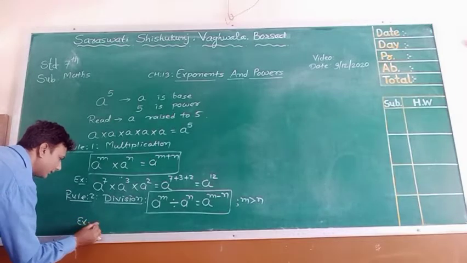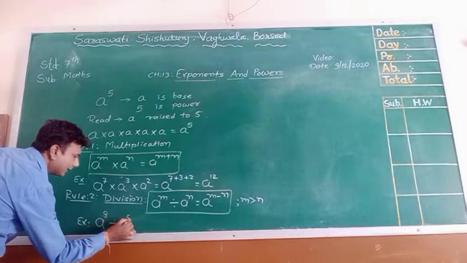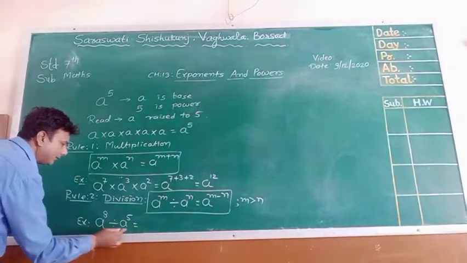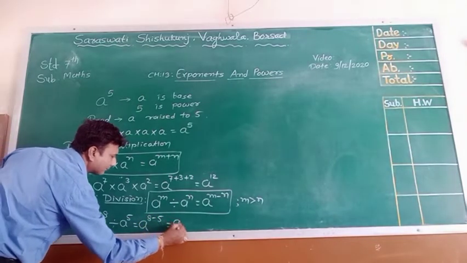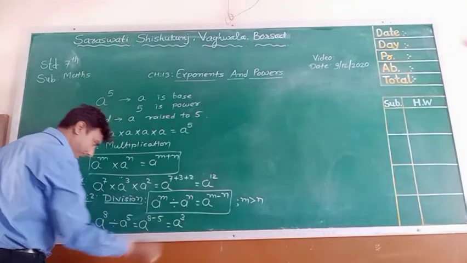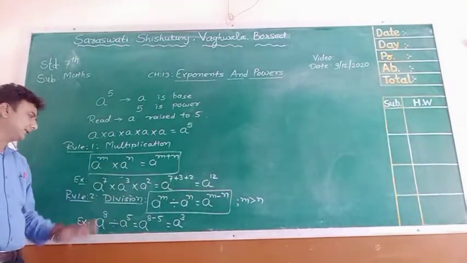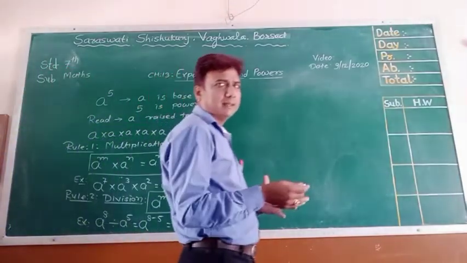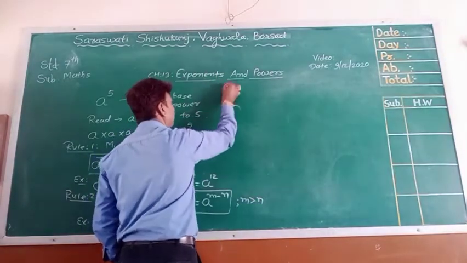Next we take one example. a raised to 8 divided by a raised to 5. So same base division, subtraction of their power: 8 minus 5. This multiplication rule and this division rule will come in your 8th standard also. Okay.